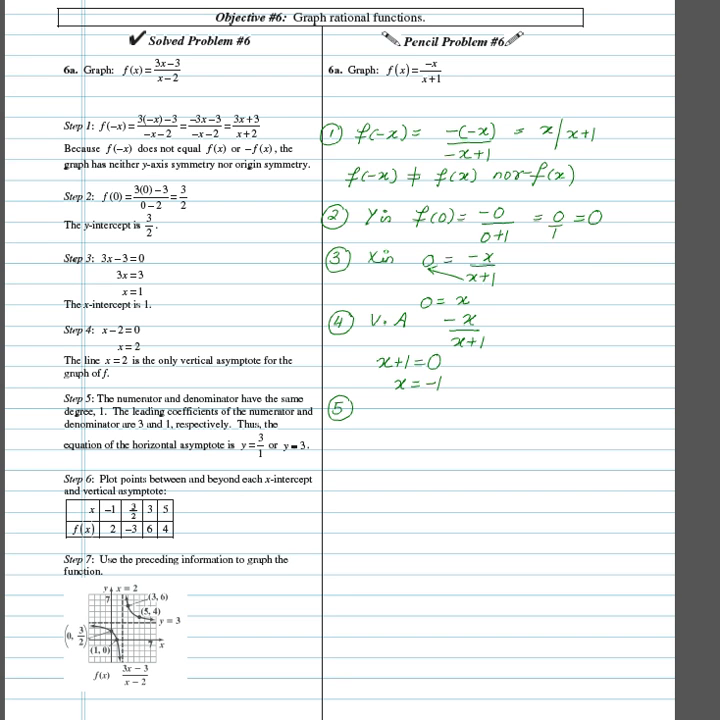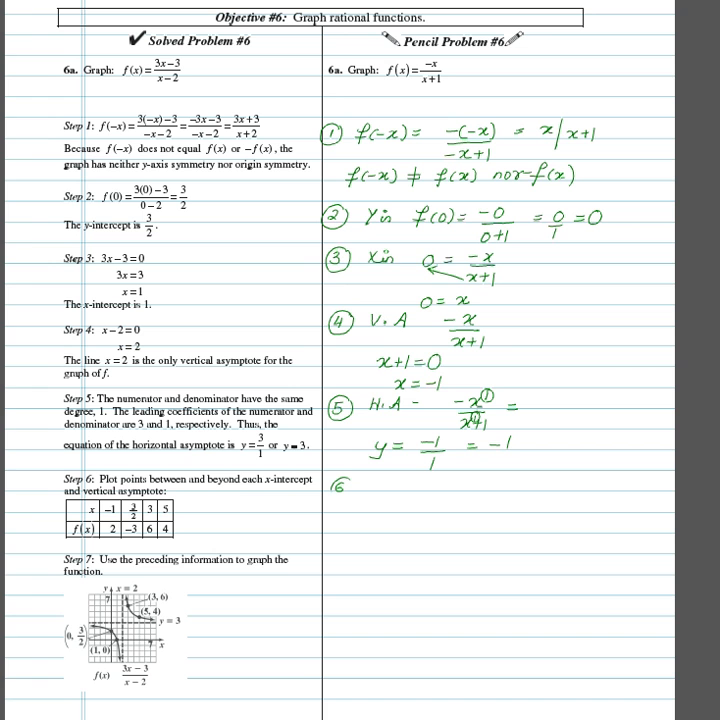Step 5 is to find the horizontal asymptote. How do I find the horizontal asymptote? I will simply look at the degree of the numerator and the degree of the denominator. The degree of the numerator in this case is 1. The degree of the denominator is 1. When the degrees are equal, my horizontal asymptote y is simply the coefficient of the numerator over the coefficient of the denominator, which is -1.